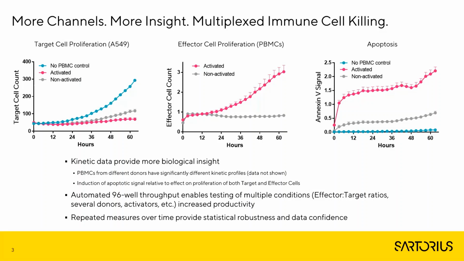We can test from several donors. We can test specific activators. This, of course, was a very general activator of T-cell activity. But we can test a whole host of different activators, specific or non-specific, which ultimately results in increased productivity within your lab. And lastly, I'll mention that because we're making repeated measurements over time, we provide a statistical robustness and data confidence that is really unparalleled.